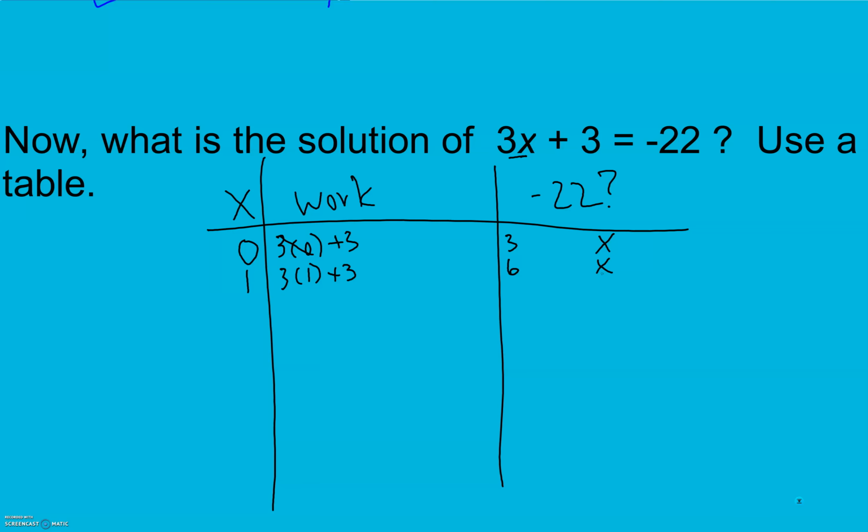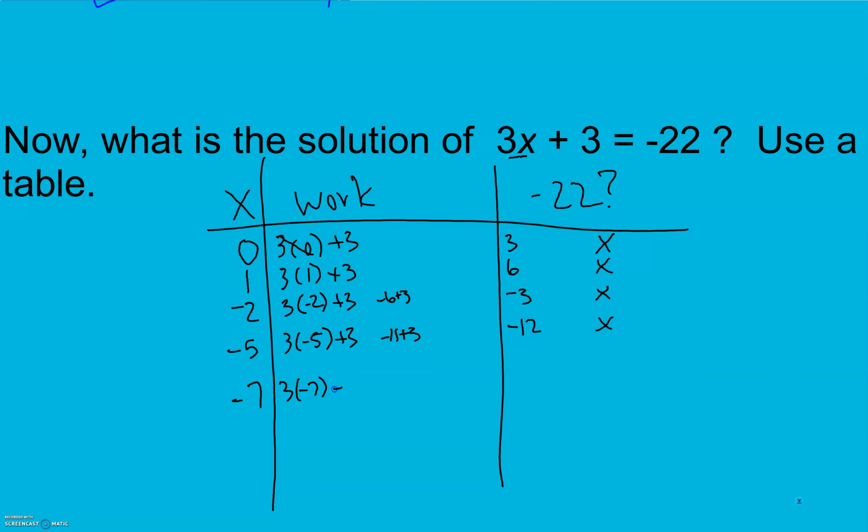So here I have to try negative numbers again. Let's try -2. 3 times -2 plus 3. -6 plus 3 gives me -3. Still not where I need to be, but at least I'm getting closer. Still kind of a ways though, so let's try -5. 3 times -5 plus 3 gives me -15 plus 3, -12. Getting closer. Let's try -7.